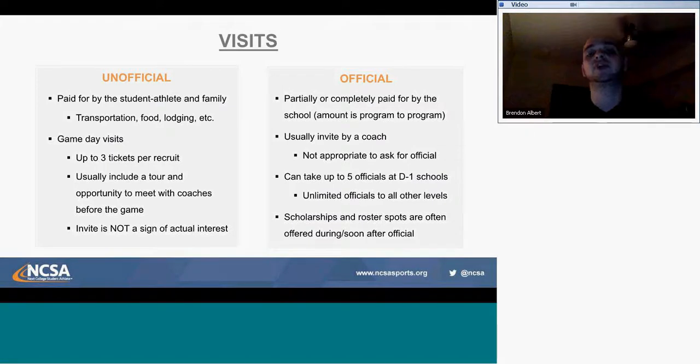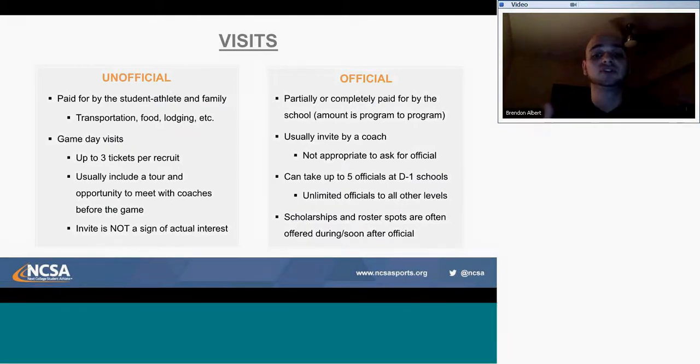But the key to know is, if we are a Division I student athlete, you can only take five official visits during your time in high school. So if you know in your heart of hearts, hey, I don't want to go to a small private school, then don't take an official visit to the University of Miami. Make sure you research these schools ahead of time, and you know what these schools are like before you use one of those five official visits.